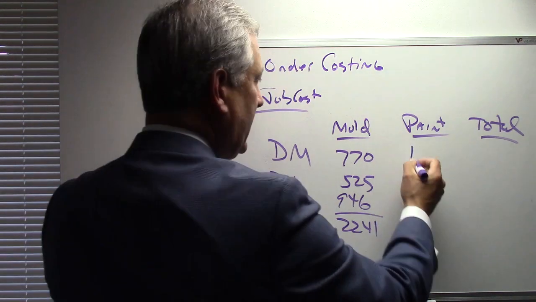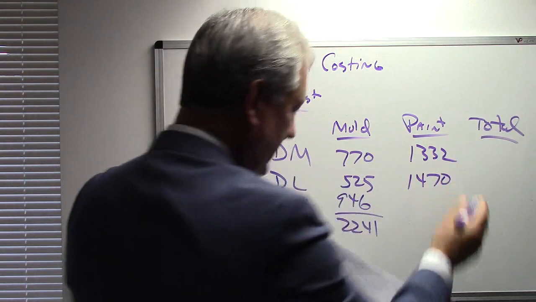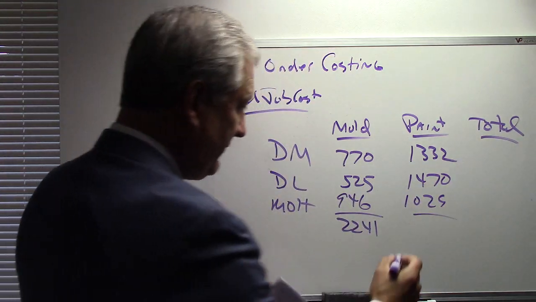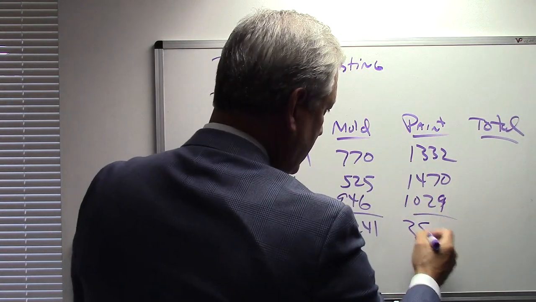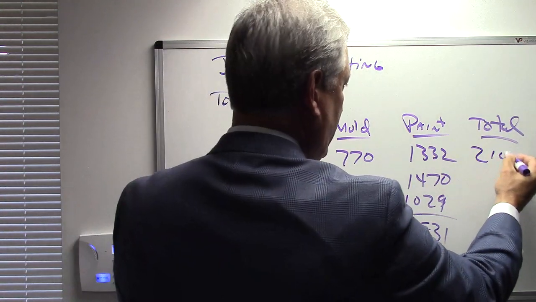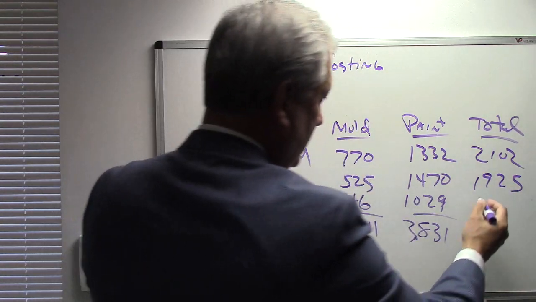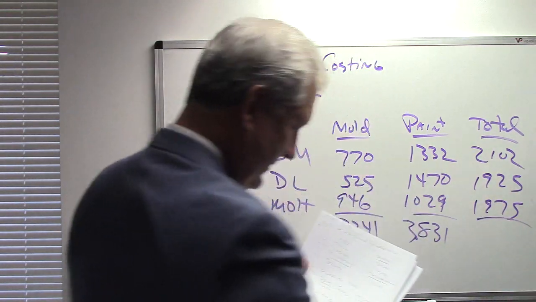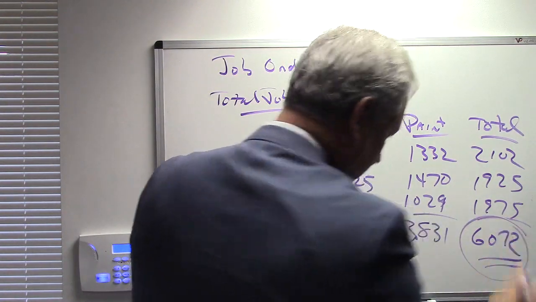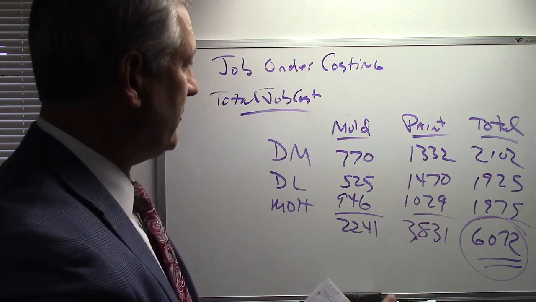And then the painting they gave us at 1332, 1470, 1029, which you just calculated, for a total of 3831. We'll just add these across, 2102, 1925, 1975. Total cost $6,072. That's the total cost.